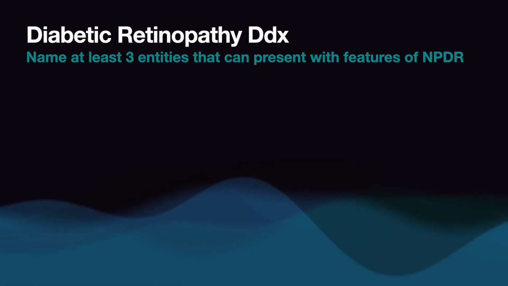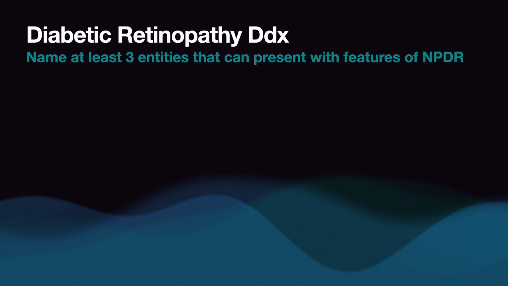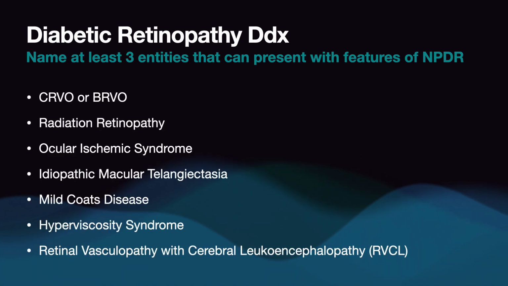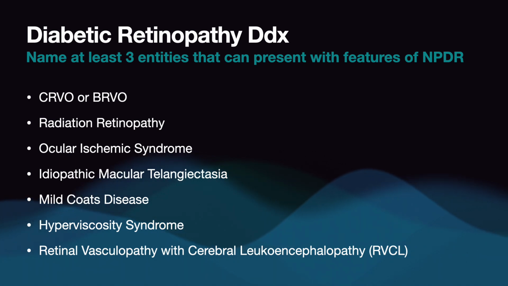So not everything that walks in your door is going to be diabetic. And some people will say they don't have diabetes and have diabetes. So I think everybody here should be able to list off 3 entities that can present with features of NPDR. I just showed you a CRVO, radiation retinopathy, ocular ischemic syndrome, MACTEL2, mild Coats, hyperviscosity, and my new favorite one, retinal vasculopathy with cerebral leukoencephalopathy, RVCL.